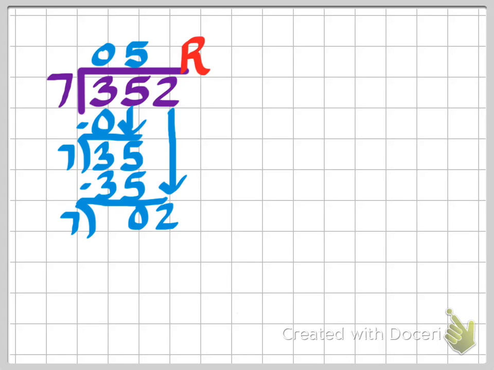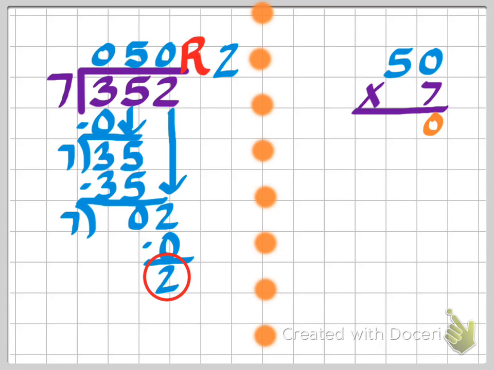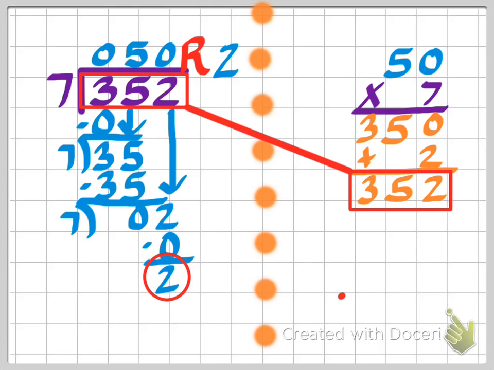And do it all over again. You ask yourself, how many times does 7 go into 2? And that would be 0. 0 times 7 is 0. Subtract. And that's 2. Now, the reason why we put the R up there is because so many times we are forgetting to bring up our remainder, and therefore we are getting the problem wrong. So, got to bring it up. Then we have to go ahead and check our work. So that would be 50 times 7. You multiplied that. And you got 350, but you need to add your remainder, and that would be 352. And box it connected. Good job.